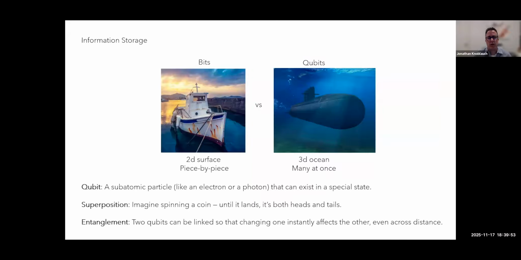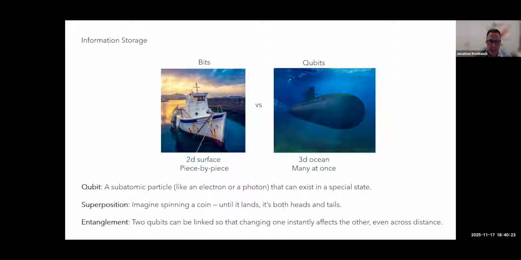So to understand quantum computing, we first need to understand the fundamental difference in how information is stored. Our current computers use bits, like a light switch. It's either on, 1, or off, 0. And everything your computer does, from sending an email to rendering a video, is broken down into a series of these 1s and 0s.